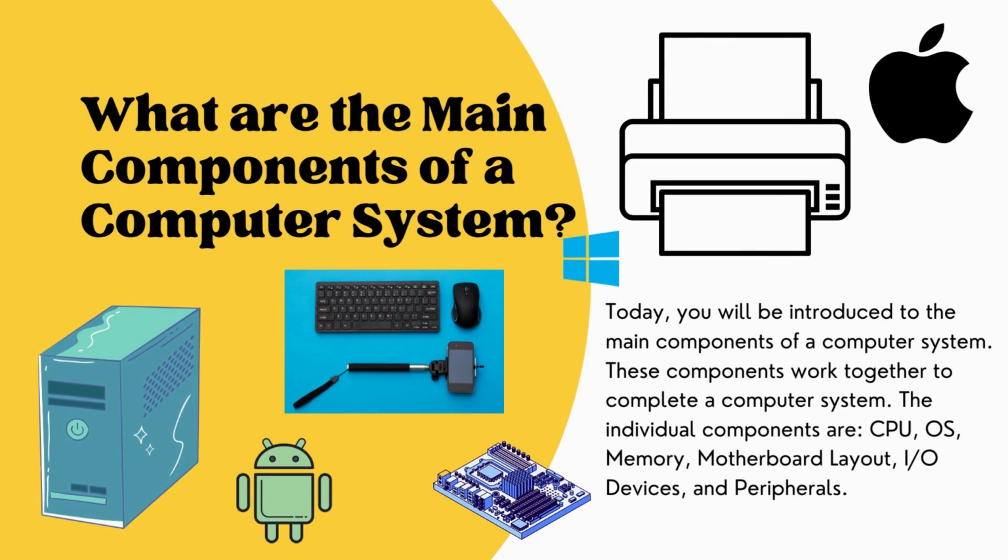So what are the main components of a computer system? Well, today you will be introduced to the main components of a computer system, and these components work together to complete a computer system. The individual components are the CPU, the operating system, the motherboard layout, input-output devices, and peripherals.